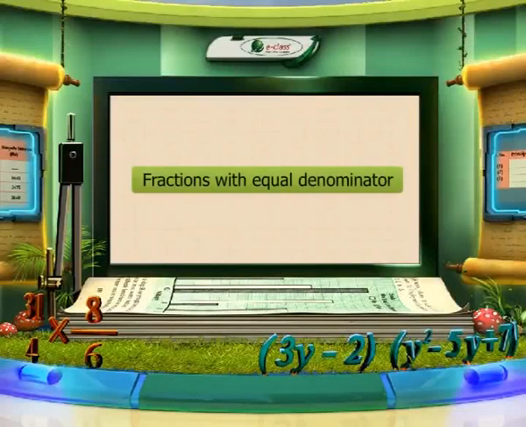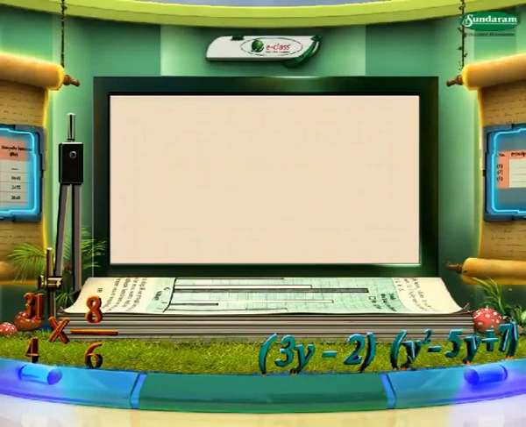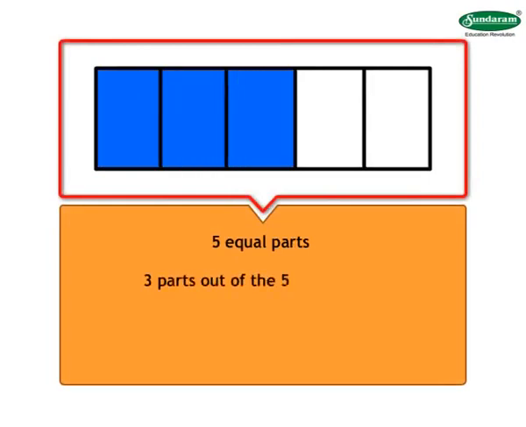Fractions with equal denominator. The rectangle is divided into 5 equal parts. We can see that 3 parts out of the 5 equal parts are colored. Now, if we want to represent this as a fraction, we write it as 3 upon 5.